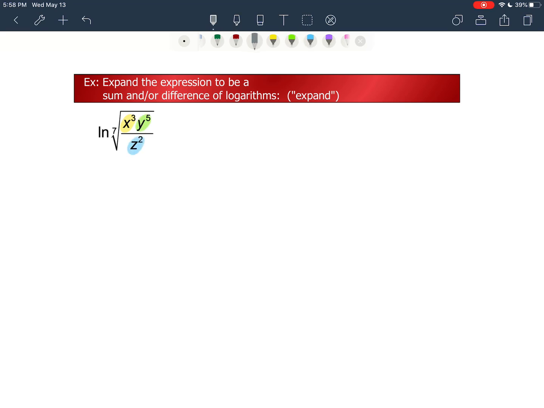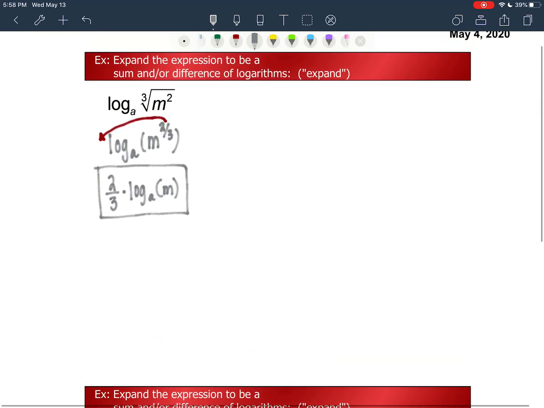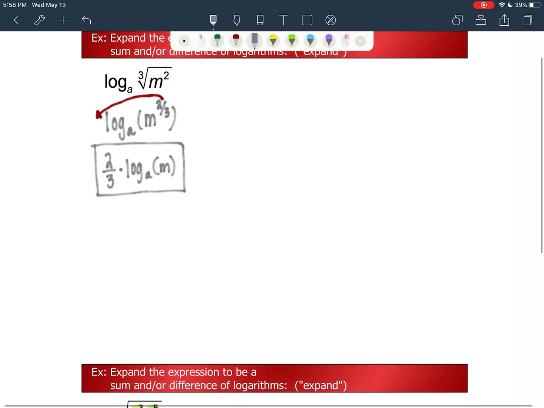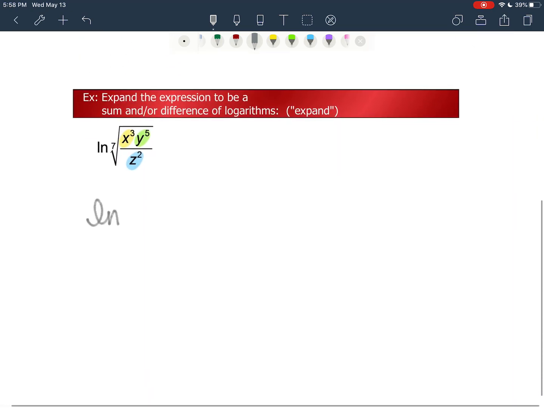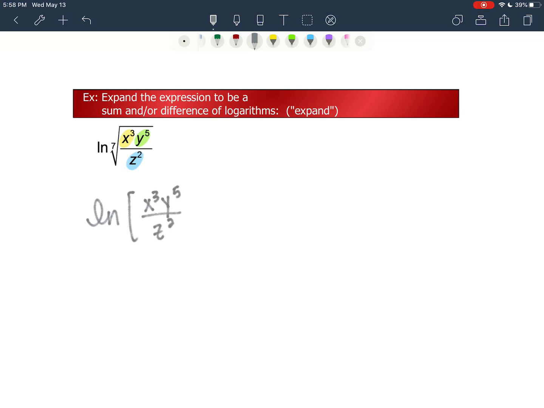I'm going to first rewrite this, getting rid of the radical, just like I did on the last one. So just like I did here, I made the radical a rational exponent. I'm going to do the same thing here. So this is going to be x cubed y to the 5th over z squared, all raised to the 1/7 power. So I can look at this as a 1/7 power, which means natural log of x to the 3/7, y to the 5/7, z to the 2/7.